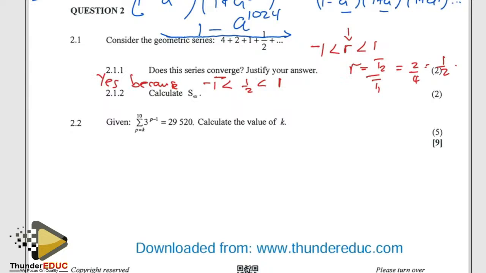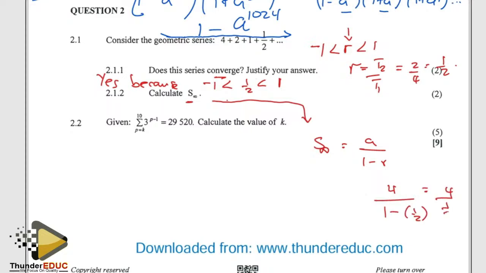Okay, and then 2.1.2, they're asking for the sum to infinity. Now this was just an indication. The moment they ask for sum to infinity, it means the previous answer was meant to be a yes, and you just give a reason. So for the sum to infinity, we know the formula is a, the first term, over 1 minus r. Our first term is 4, divided by 1 minus the common ratio, which we say is a half. So that's going to be 4 divided by a half, and then our answer is 8. Answer is 8 straight away. So those are 2 marks as well.